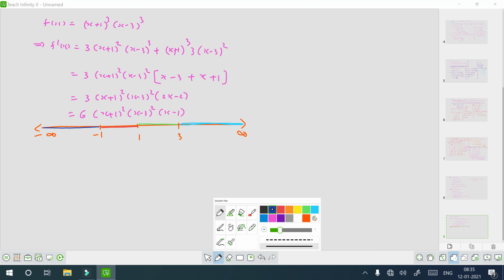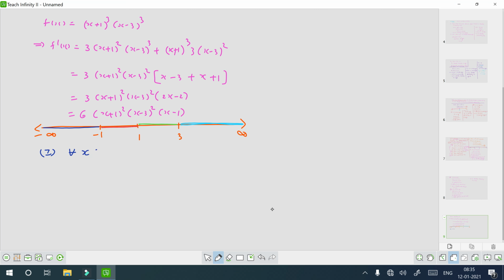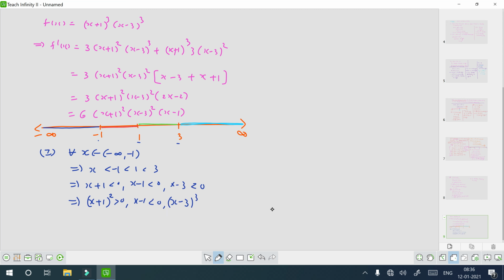First part. For all x belongs to where? Minus infinity to minus 1. This implies x less than minus 1, and minus 1 is less than 1 as well as 3. So this says that x plus 1 less than 0, x minus 1 less than 0, x minus 3 also less than 0. Now see here, this says that (x plus 1) whole square greater than 0, x minus 1 less than 0, (x minus 3) whole square greater than 0.